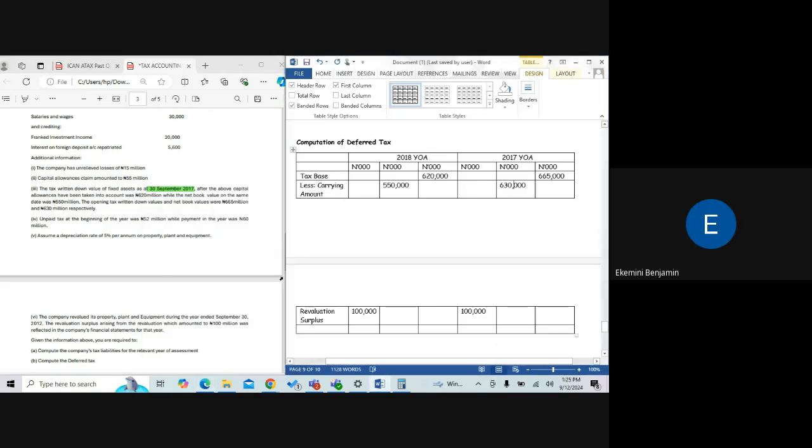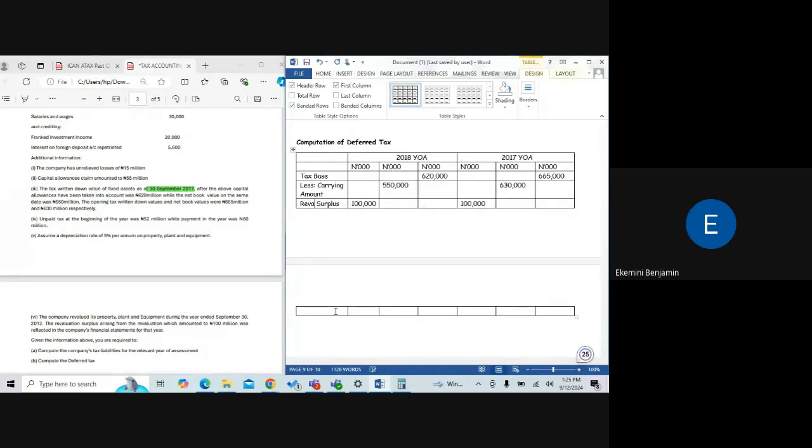The revaluation surplus. Hello, sir. Good evening, Yes, ma'am. sir. Good Good evening, evening, sir. madam. Please, my question is there a difference between carrying amount and net book value? It's the same thing. Really, no difference, really. Okay. It's just Thank you, sir. no difference. You're welcome. So, right.